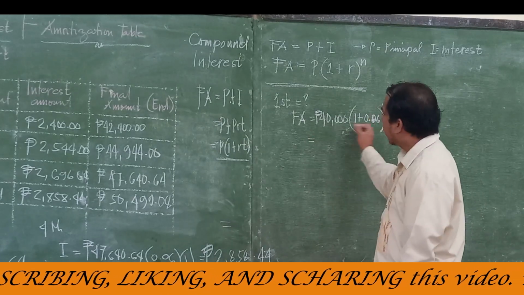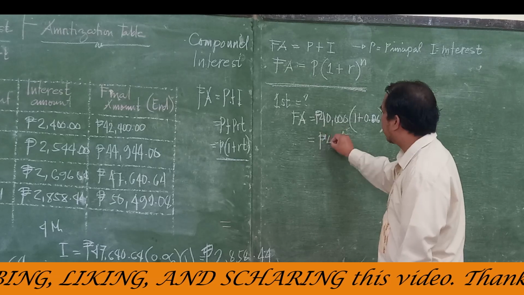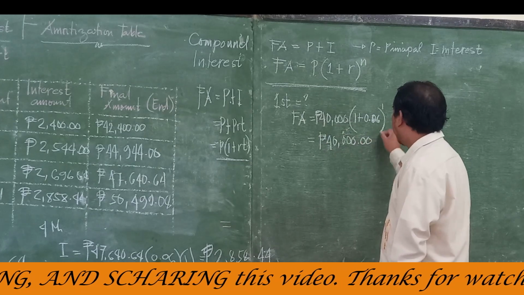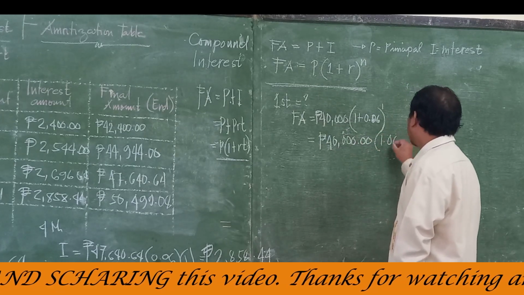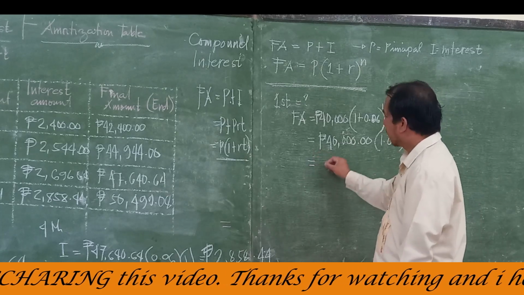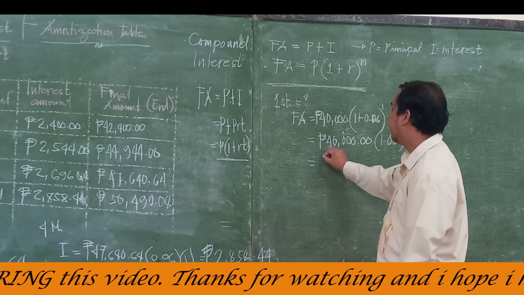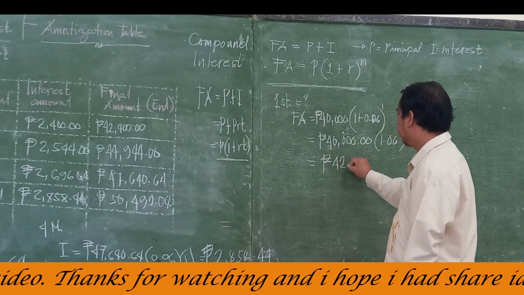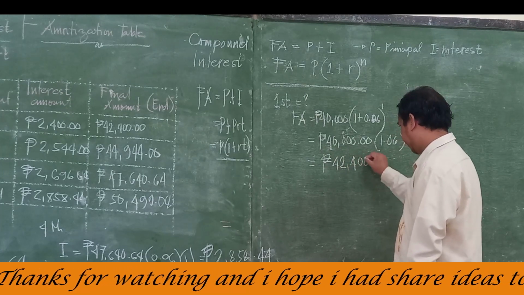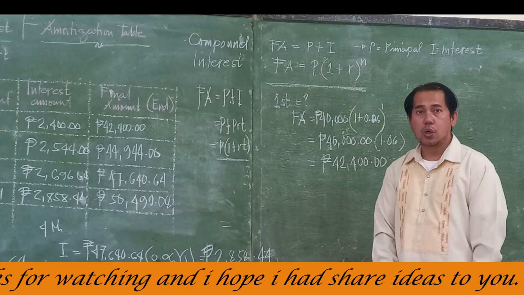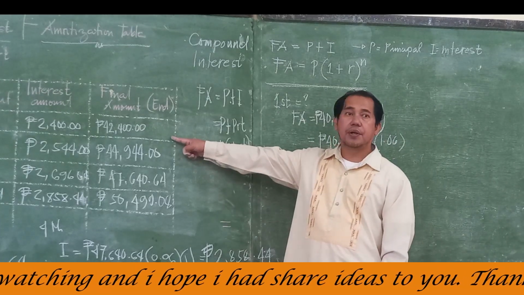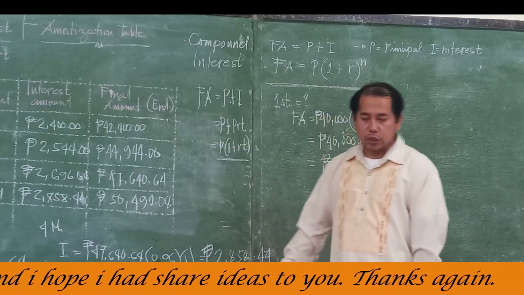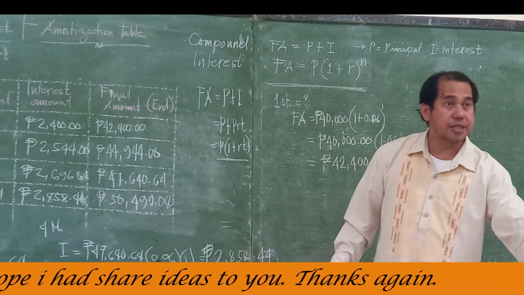Now, compute that. Try to directly multiply using your calculator. 40,000 pesos multiplied by 1.06. What is the answer? 42,400 pesos. That is the first year. Is it the same? Okay, so that is how to counter-check.